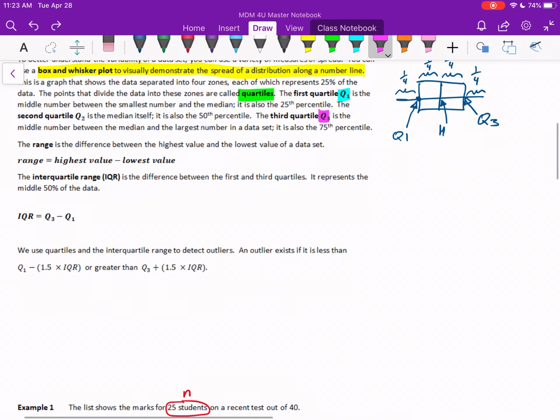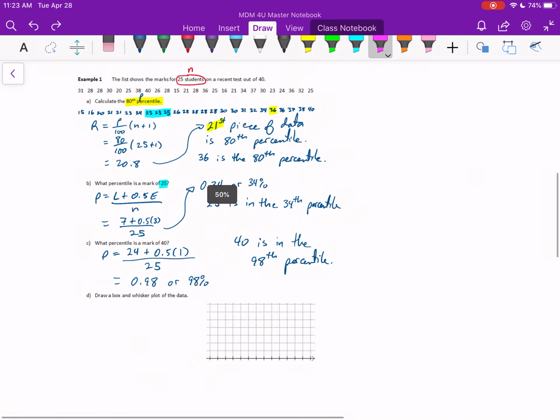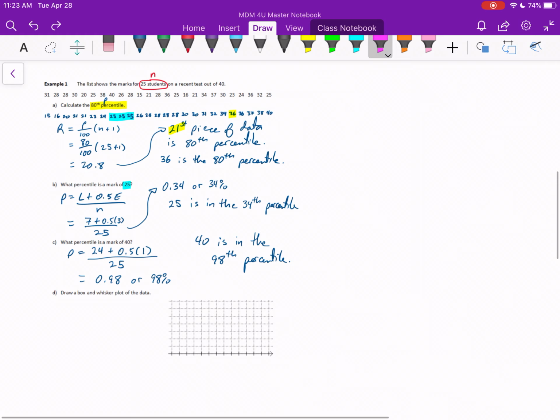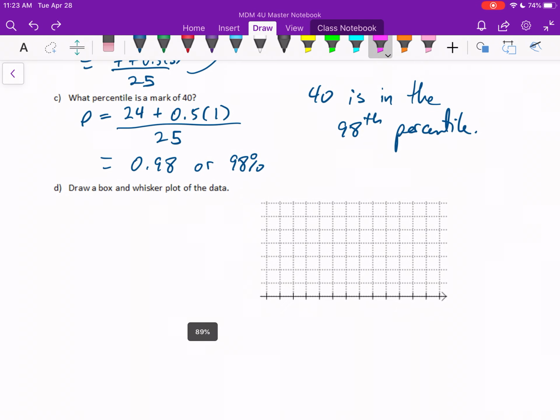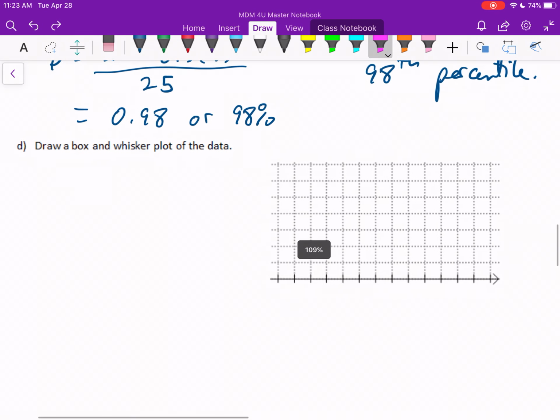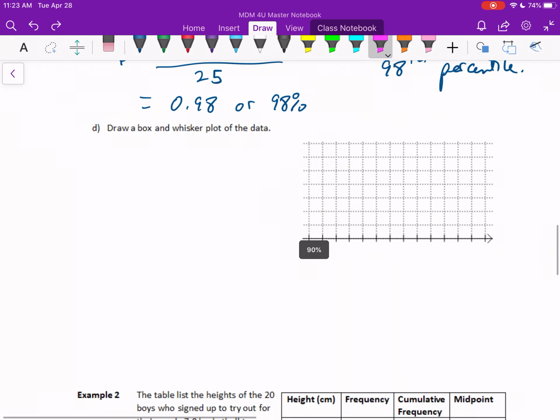So we'll do a box and whisker plot in a moment. In fact, let's do it now. We've already got this data. We'll carry on with example 1. We've got this data set here, and we can identify some different information to go along with it. In order to do the box and whisker plot, I need to know what the lowest piece of information is, I need to know what the highest is, I need to know Q1, the median, and Q3.